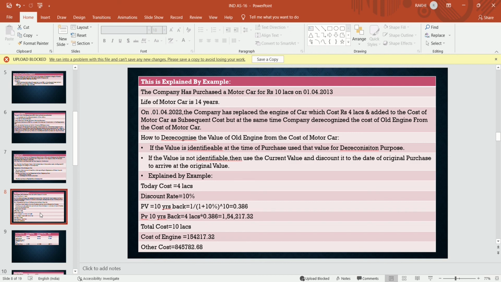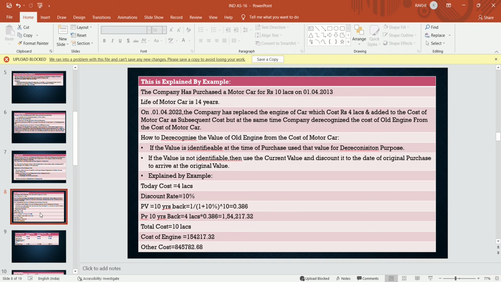But at the same time, the company de-recognizes the cost of the old engine from the cost of the motor car. So these 10 lakhs at the time of purchase: the company has purchased the car along with the engine. So these 10 lakhs include the cost of the engine, and the company has to evaluate the cost of the engine from that 10 lakhs. From this example, we are not going to know separately what was the cost of the motor car and what was the cost of the engine.